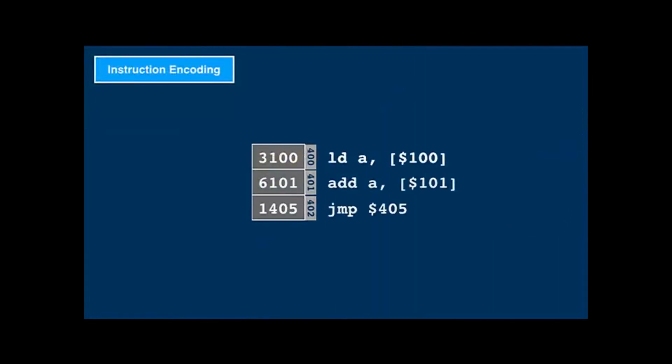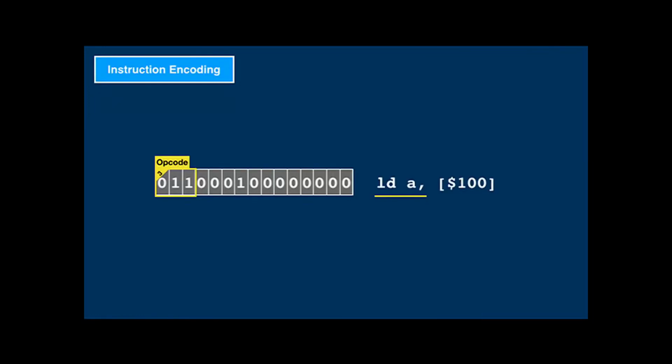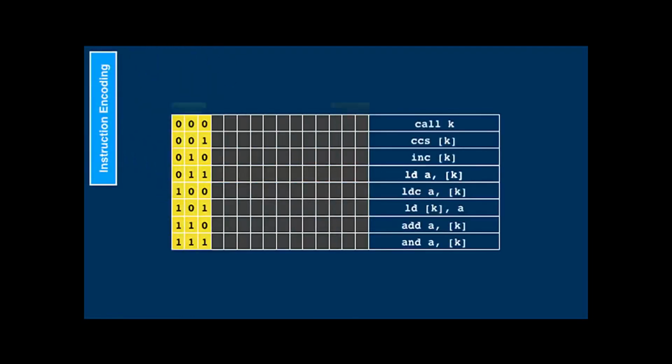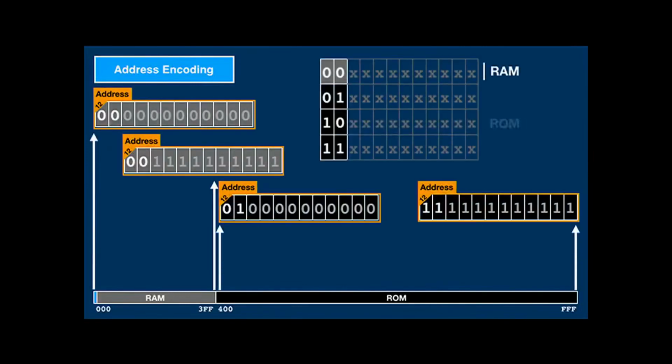Now we've seen the instruction set. And in the examples, we've seen the codes that represent instructions in memory. Let's look at how the encoding works. For the load instruction, the upper 3 bits are the opcode representing load A, and the remaining 12 bits encode the address. This allows for a total of 8 instructions, but there are more than 8 instructions. RAM addresses always start with 00, and ROM addresses start with anything but 00.